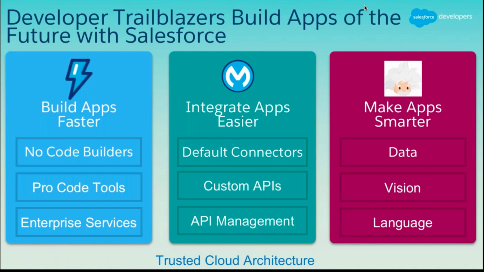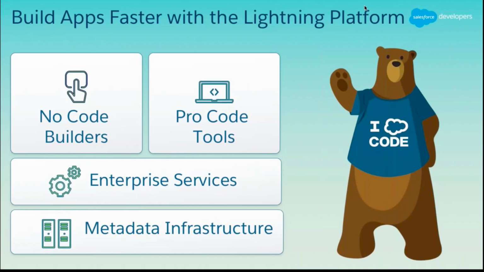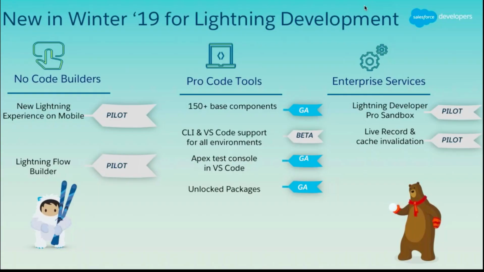So not build the apps faster. We know that our platform is built on some metadata infrastructure, which has the enterprise services, and there are many no-code builders and pro-code tools which we are going to discuss. With that, we should be able to create the apps really fast. And with Winter 19, let's see what the new add-ons are, Shashank, for the no-code builders.